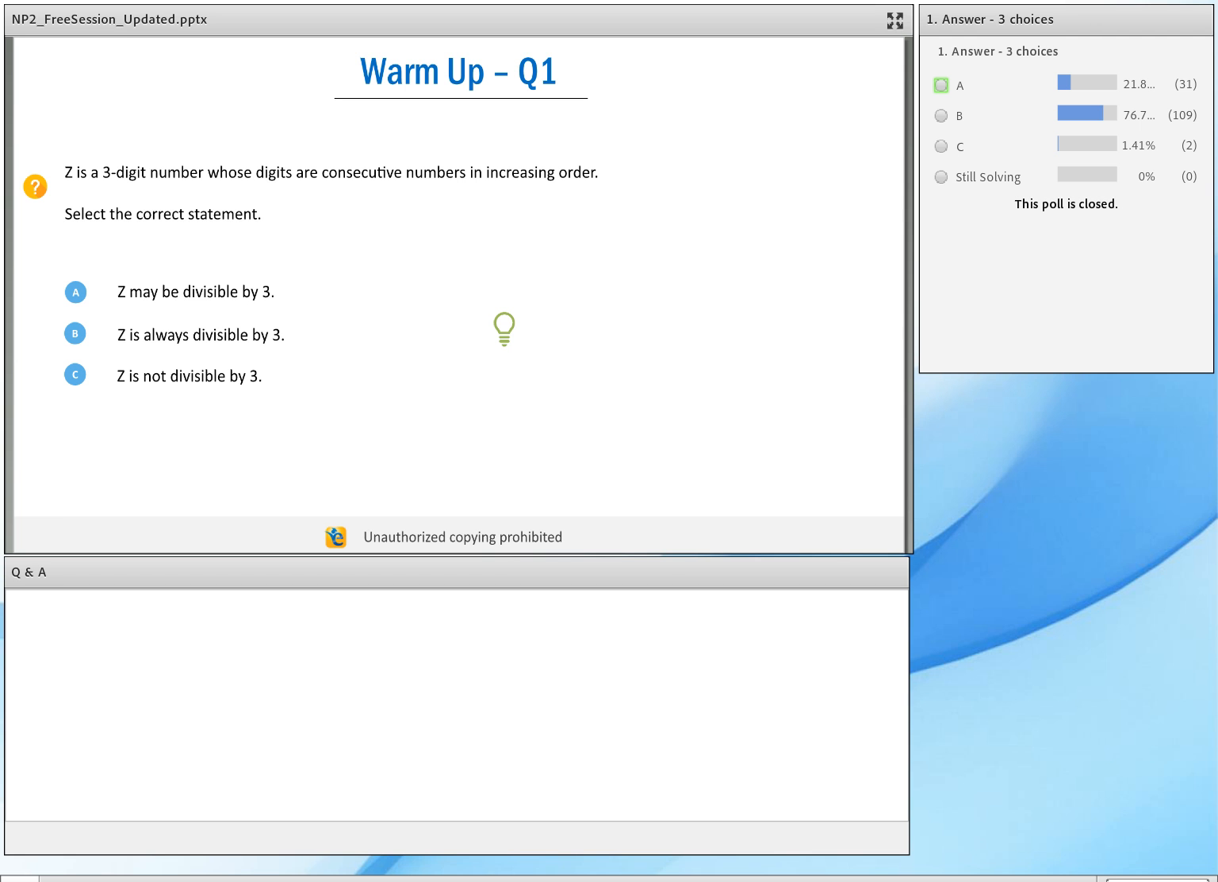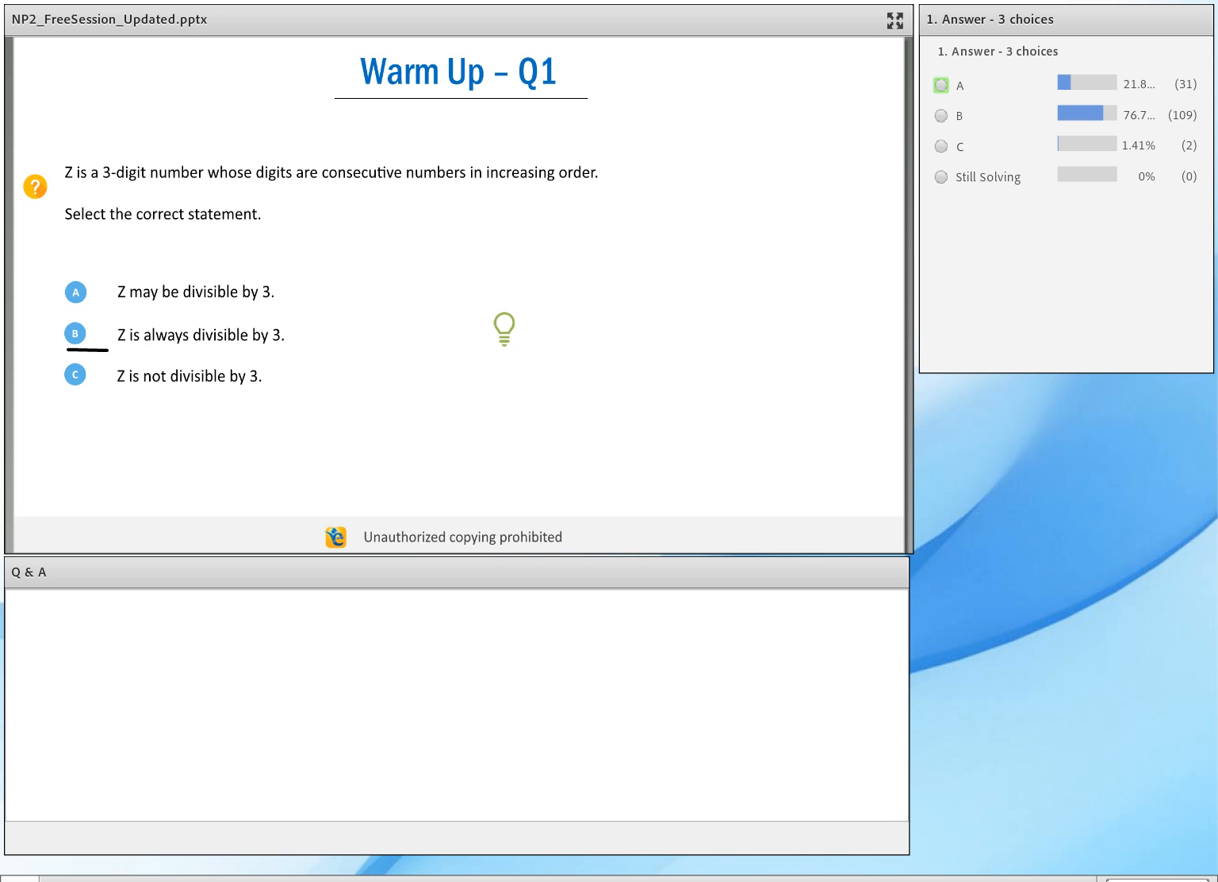You can clearly see 77% of the class has chosen choice B, which is the correct answer. The question says Z is a 3-digit number whose digits are consecutive numbers in increasing order. Select the correct statement. And the answer is choice B, that Z is always divisible by 3.